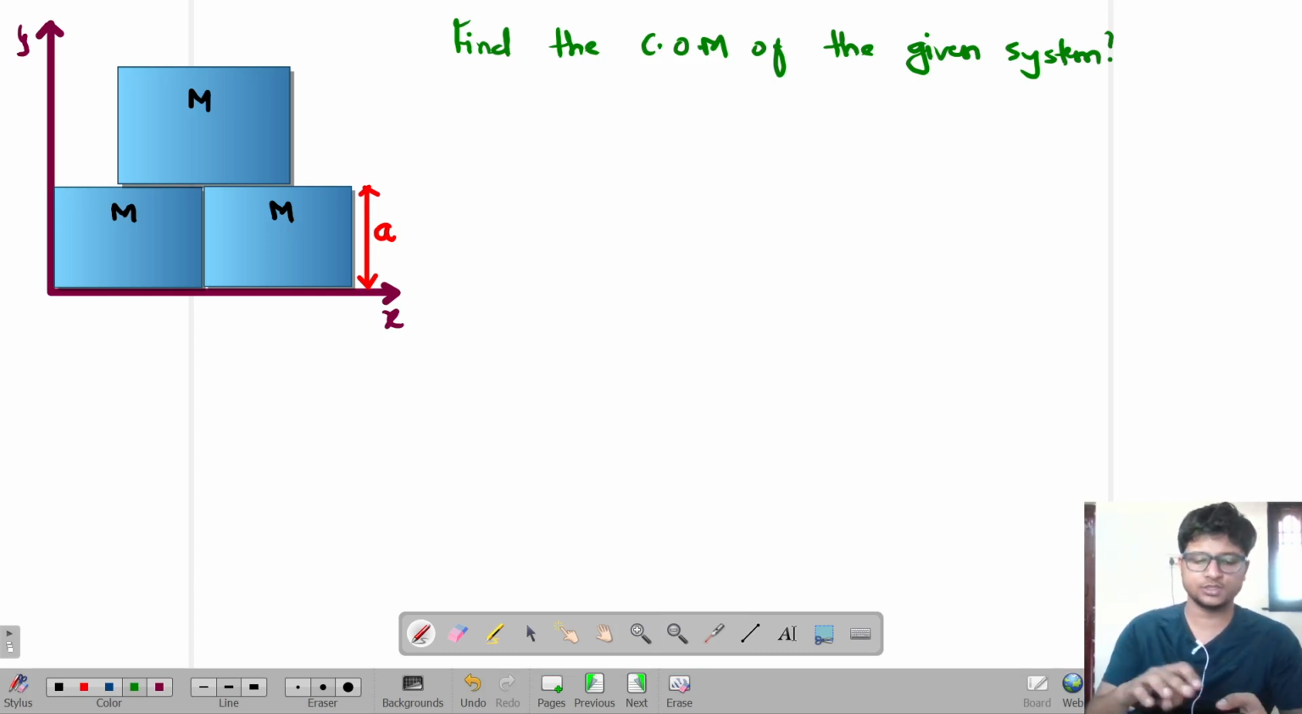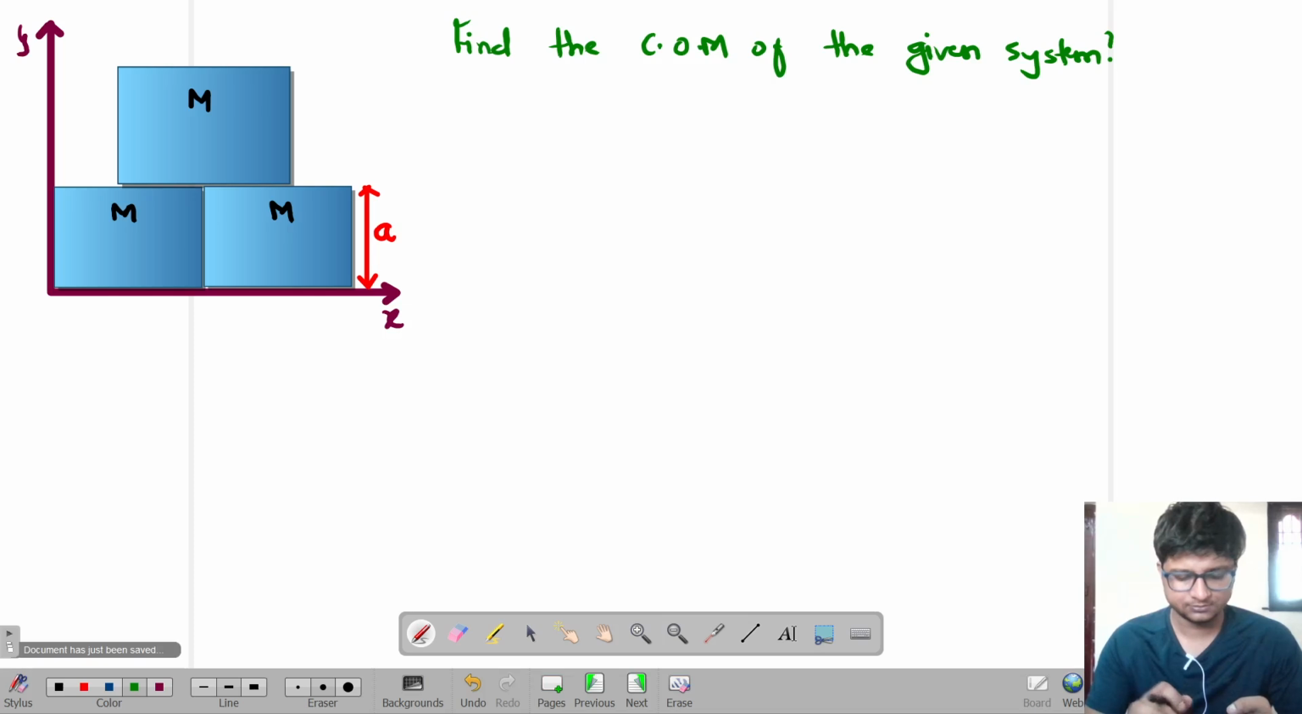Think about it, it's easy only. First you have to write the CM of each mass, and then you have to think. Then you have to find the total center of mass.